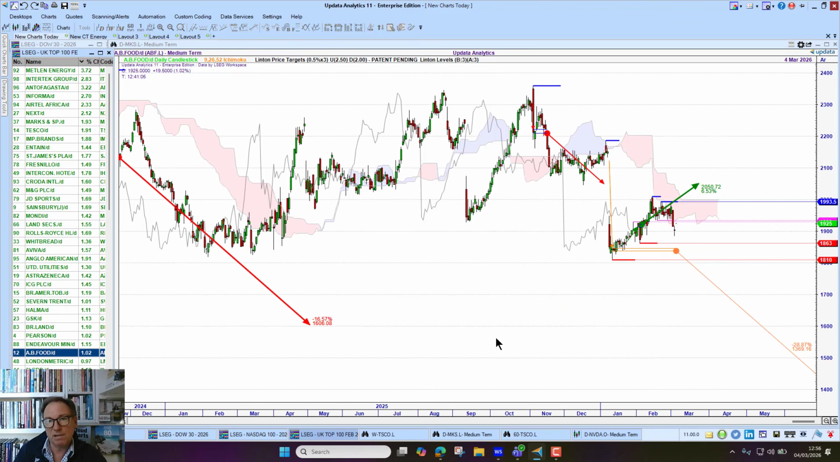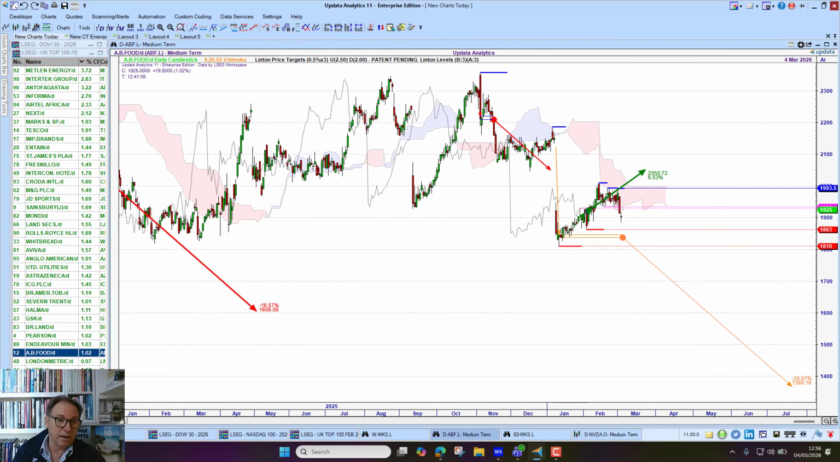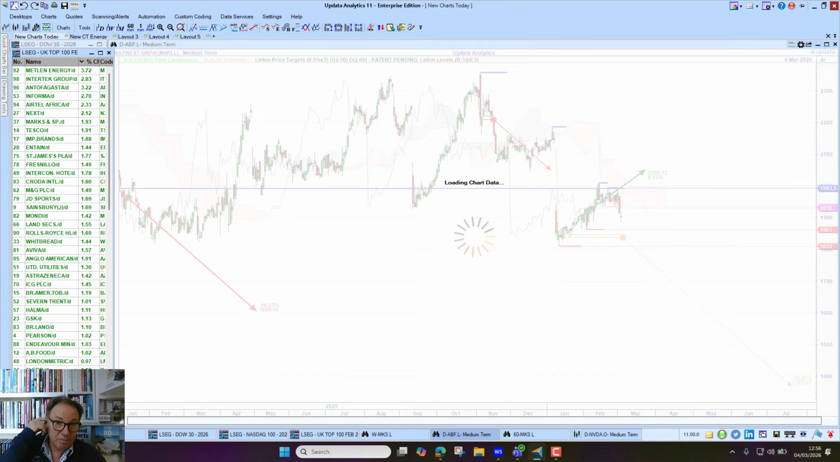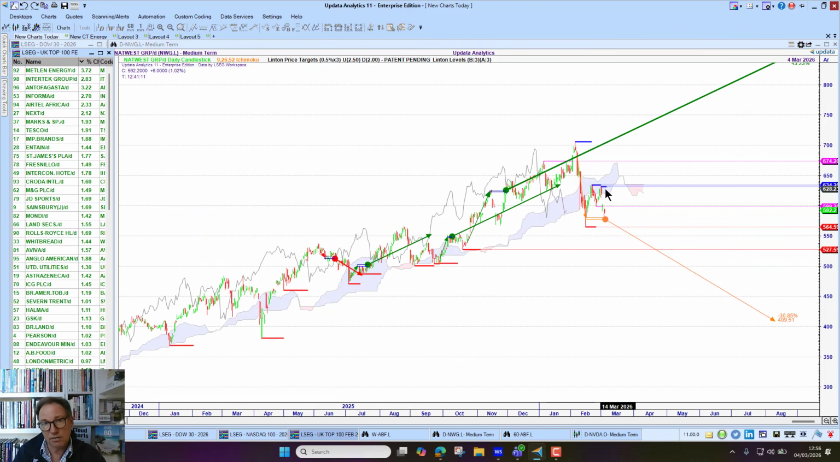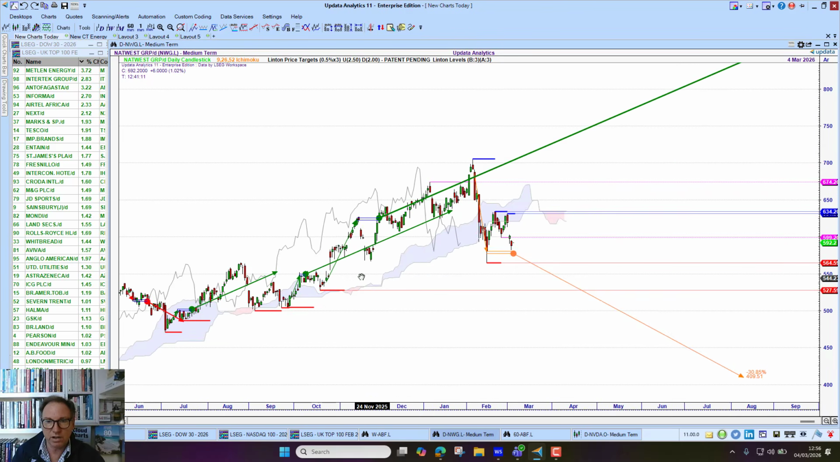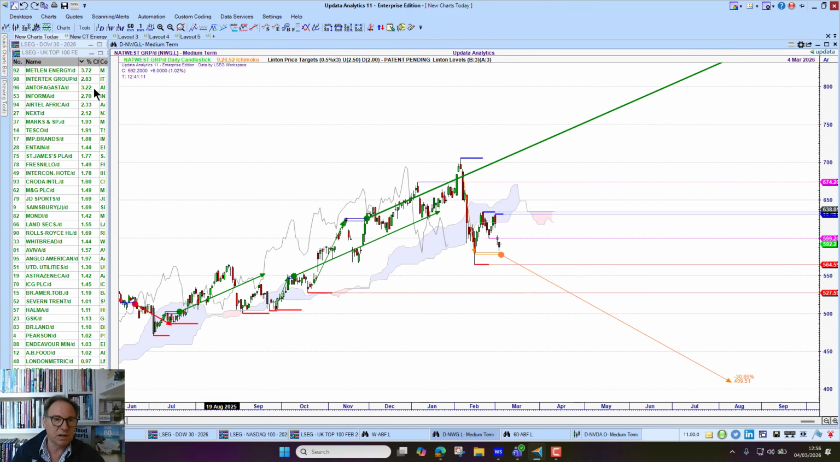AB Food up 1%. Downside target there, potentially waiting to activate off that big sell-off. That gap down has produced that target. So it is a bearish chart below the cloud. Banks have been weak lately, just in the last few days, seeing some strength coming back. But again, we have to watch. NatWest may activate a downside target there.